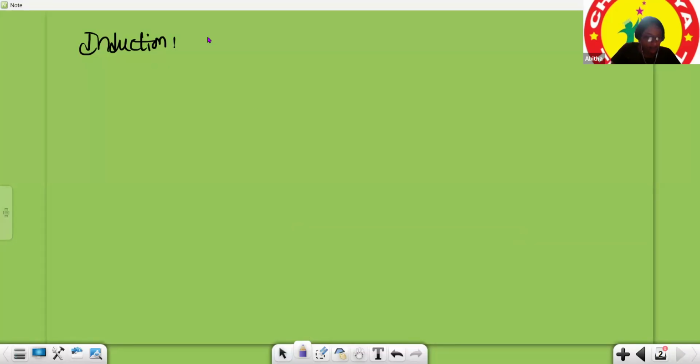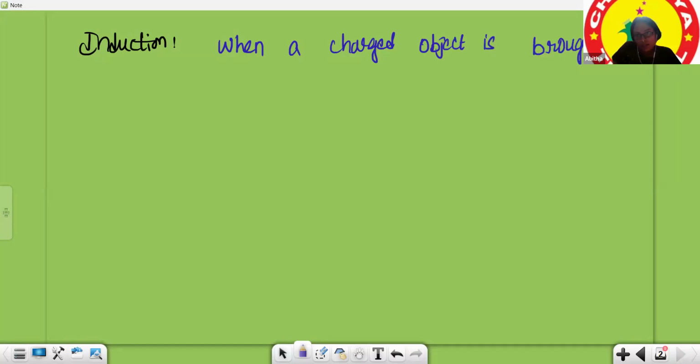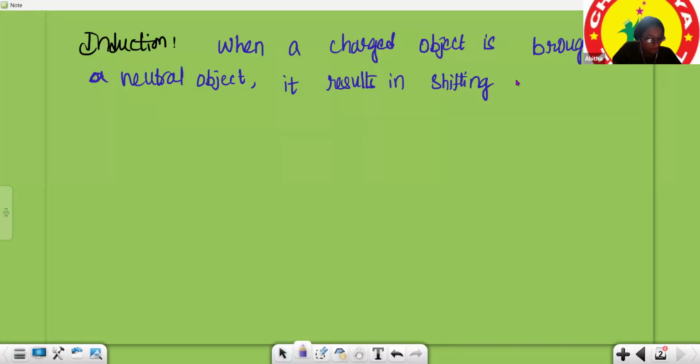See, you can write that when a charged object is brought near a neutral object, it results in shifting of the position of the electrons in the other object.